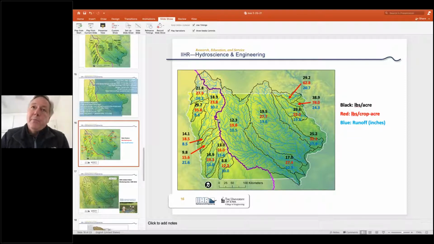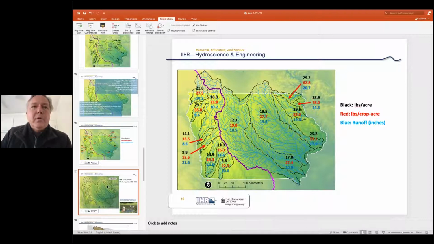And also Northwest Iowa, especially Floyd River, they're 35.8 pounds per crop acre. We have a real intense livestock production system up there, and we know that many of these watersheds in Iowa, where we have the densely populated livestock, is where we have our largest N loss.